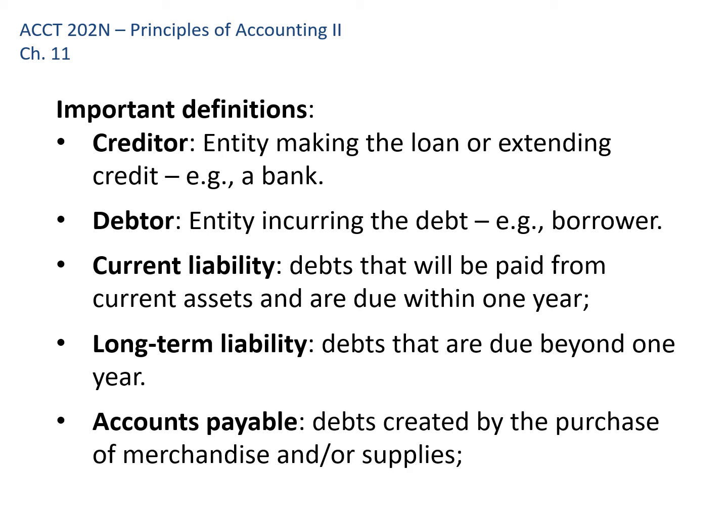Everything else is a long-term liability. Those would be like mortgages, 5-year notes. We'll talk about bonds in a couple of chapters. Those are all long-term liabilities. Accounts payable is a fairly informal kind of liability that is created when you purchase goods or services from other companies, usually on net 30 terms. So you issue them a purchase order, they provide you with products or services, and they provide you with an invoice that is the basis for your debt.